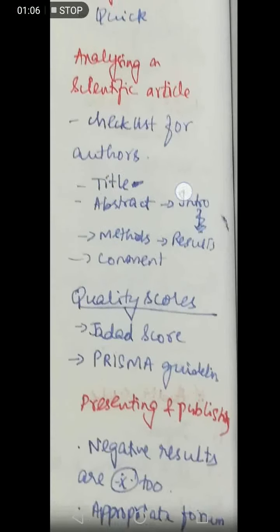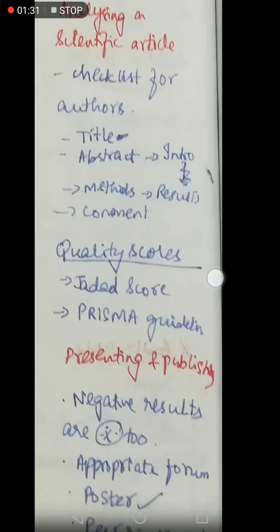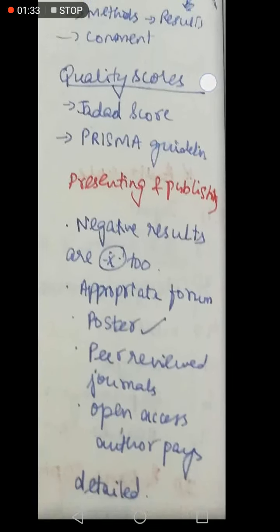When analyzing a scientific article, a checklist for authors has to be followed. The checklist consists of title, abstract, introduction, methods, results, and comment. The methods will include protocol, assignment, and masking. Results will include patient flow, patient follow-up, and analysis as well. And then come quality scores, which can be the Jadad score and the PRISMA guidelines.